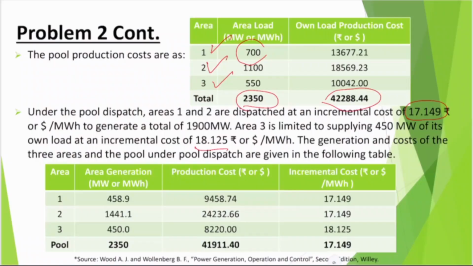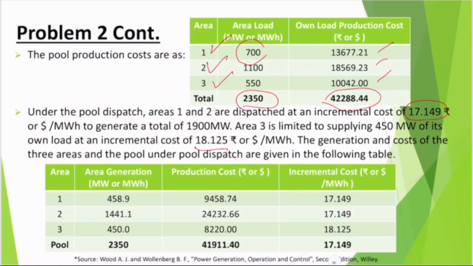So what will happen now? Both area 1 and 2 will be loaded with an additional 100 megawatt to satisfy the reduction in area 3, and hence there is a mismatch in my costing now. So the previous cost that you calculated for areas 1, 2, 3 will now change because you are not respecting 700, 1100 and 550, for which you were prepared. Now the generation and cost of the 3 areas and the pool under pool dispatch are given by this. So what has happened? Now the third area is giving 450 instead of 550.